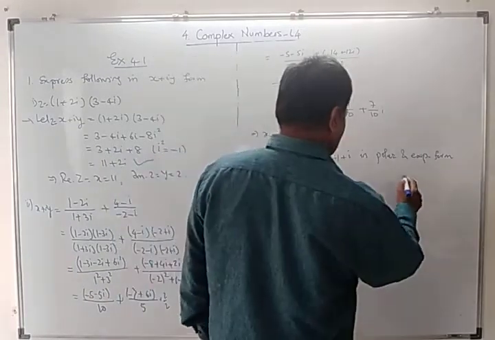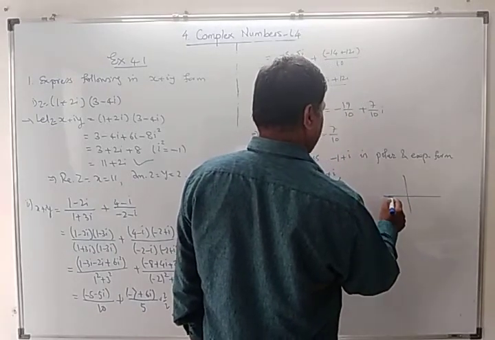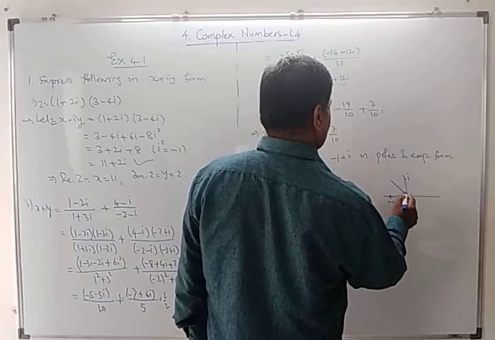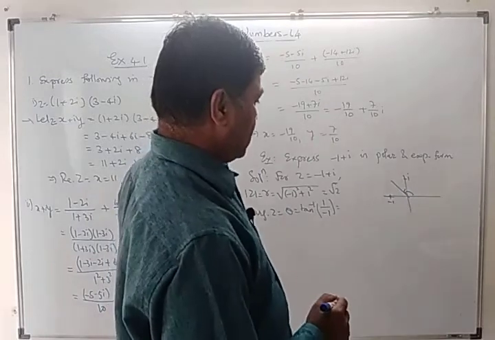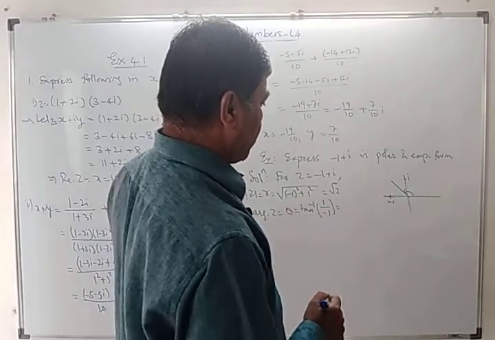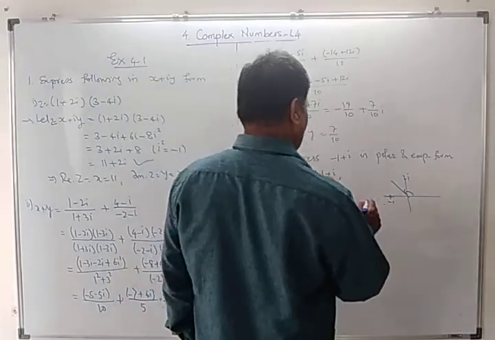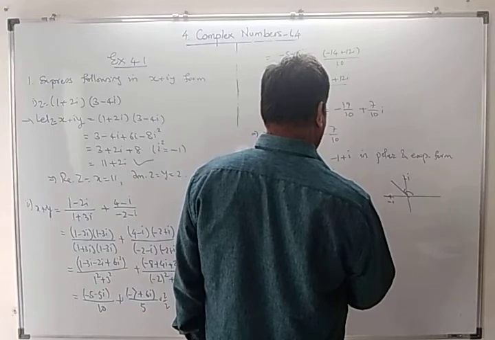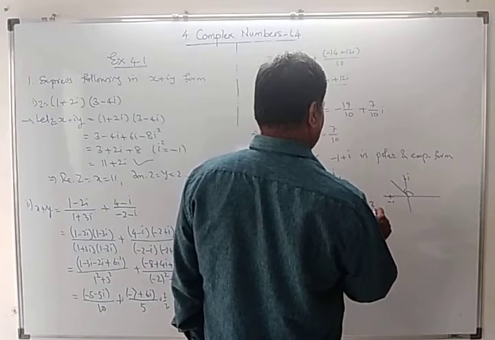So this -1 + i is here. So what is the angle? That will be pi/2 + pi/4, or pi - pi/4, which is nothing but 3pi/4.